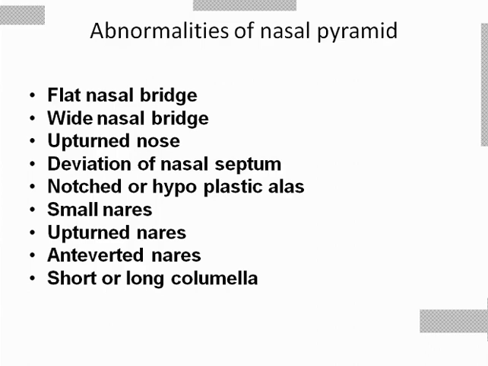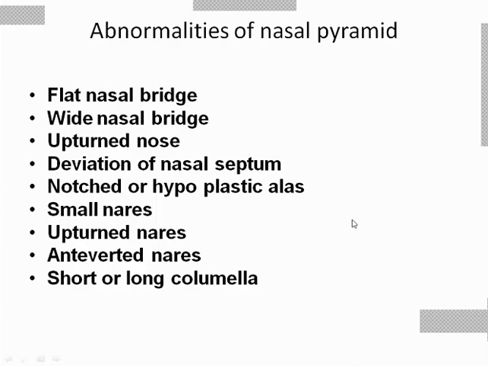And then a short or long columella: a very short columella resulting in depression of the nasal tip, or a very long columella resulting in columellar show. That means abnormalities will be there. And then projecting the tip: if the columella is very large, what will happen? The nose will come forward and there will be an abnormally projected tip.